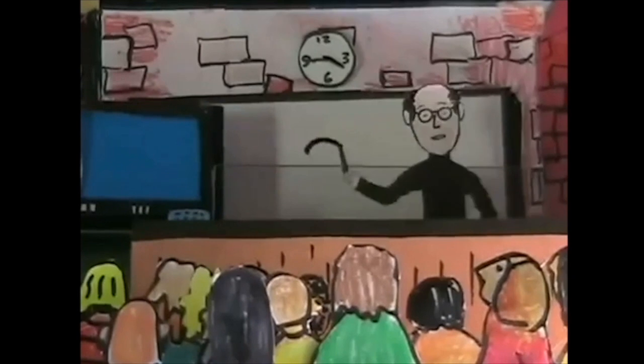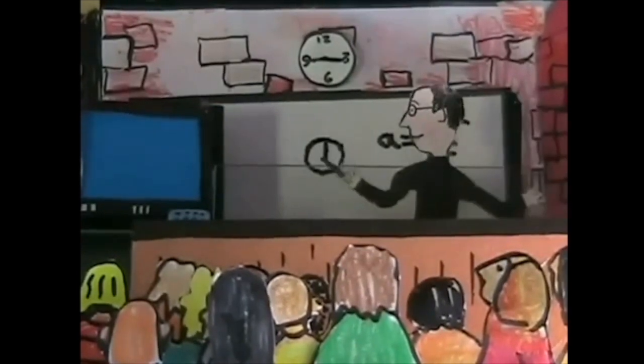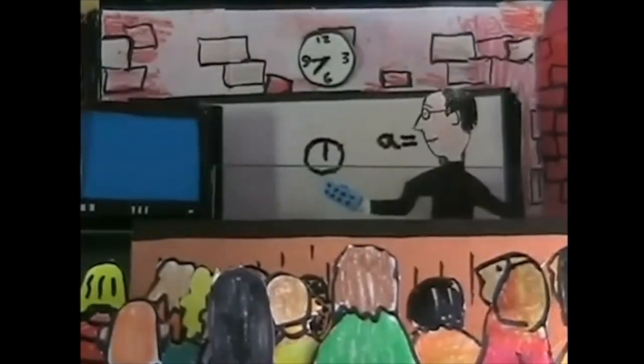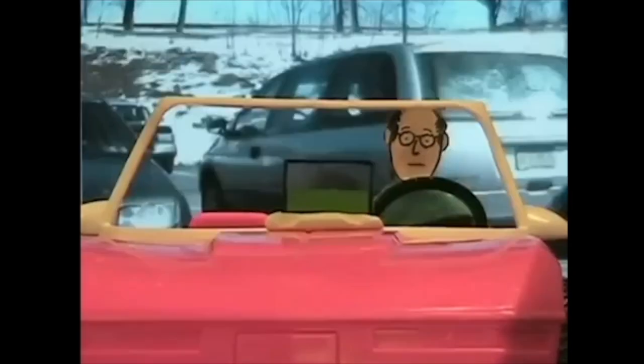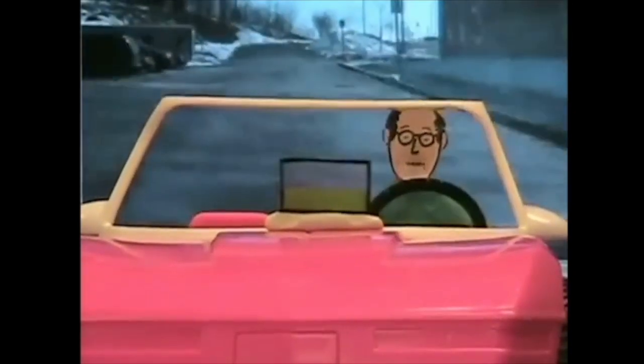So, when a body travels on a curved path, it has a centripetal acceleration given by the speed squared over the radius of curvature. Let's watch a video of me driving a car. Okay, here we go. Keep your eye on the liquid accelerometer.